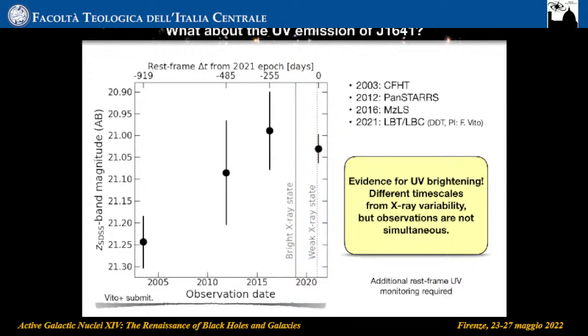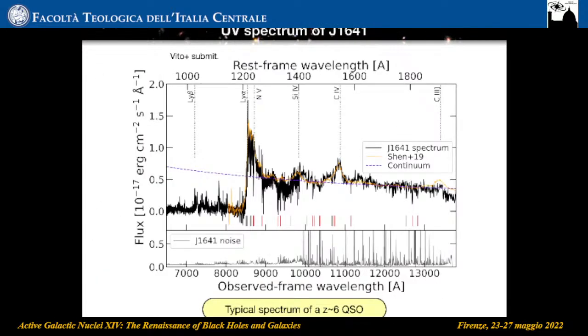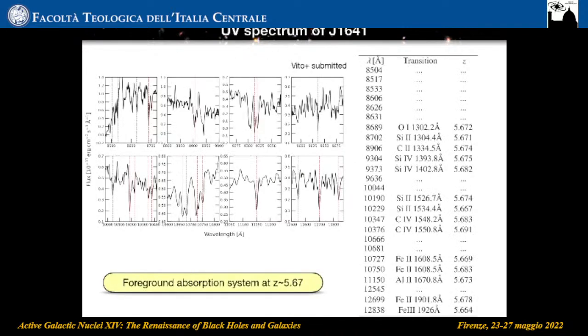We also got the UV spectrum of this quasar, and it's a typical spectrum of a high-redshift quasar. There's nothing really strange, except for the fact that we detected several narrow absorption lines in the spectrum. These are zooms into the spectral ranges where we see these absorption lines, which are marked with vertical lines. In particular, several of these lines, which are in red, we could identify with transitions due to the same foreground object, an absorption system at redshift 5.67. So we think that there is a galaxy in front of this quasar, at redshift 5.67.